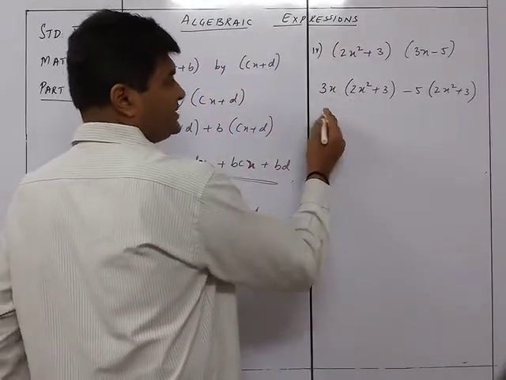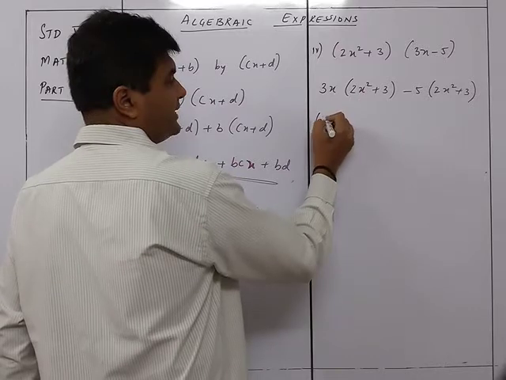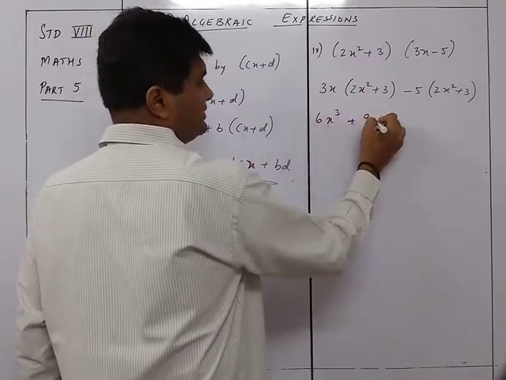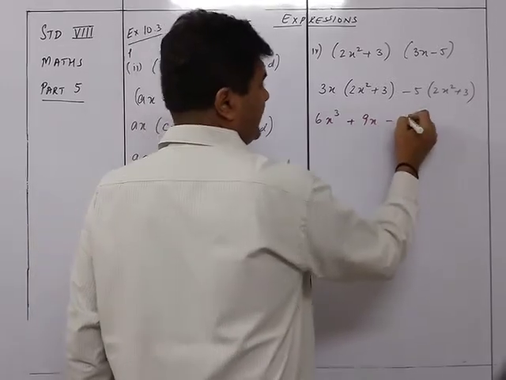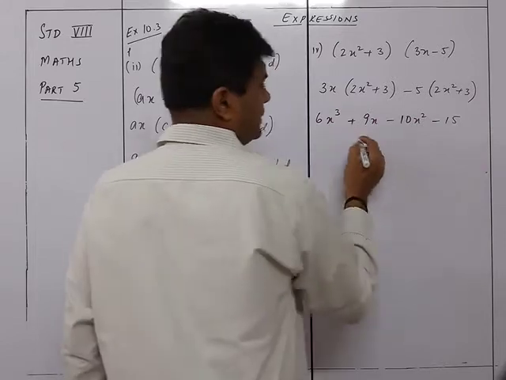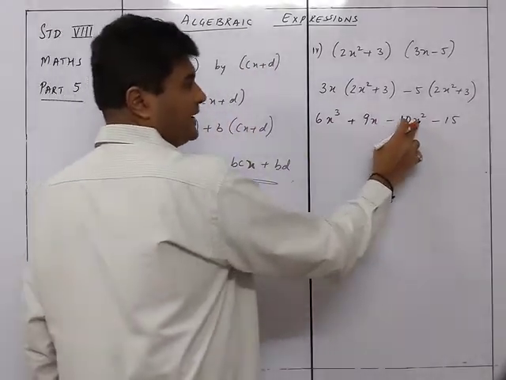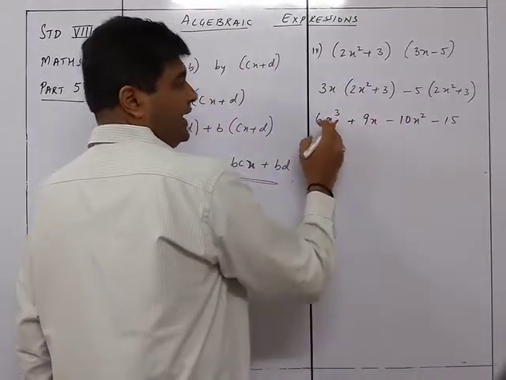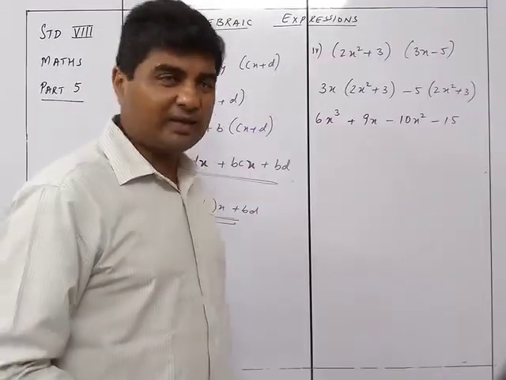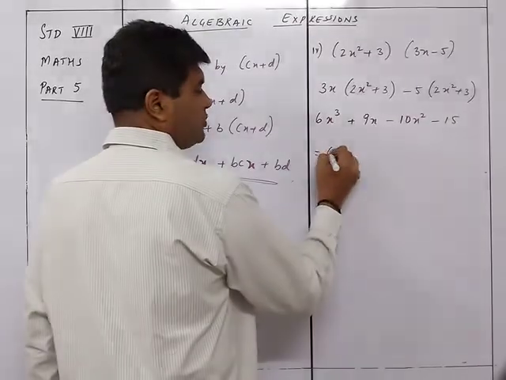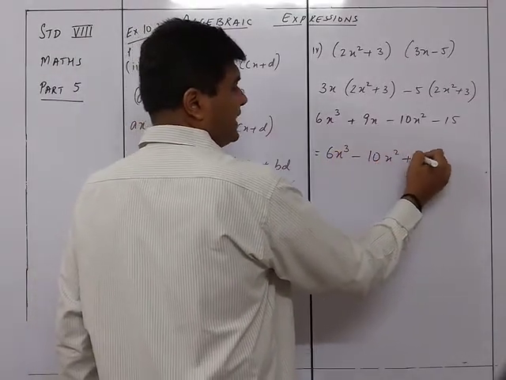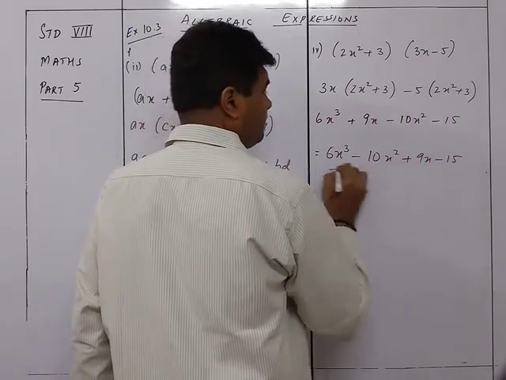So 3 into 2 is 6, x into x square is x raised to 3, plus 3 3s are 9, so 9x, minus 10x square minus 15. So normally what we'll do is that we'll take x cube, x square, and then the rest, because descending order of the degree looks better for the answer. So therefore the answer will be 6x cube minus 10x square plus 9x minus 15.